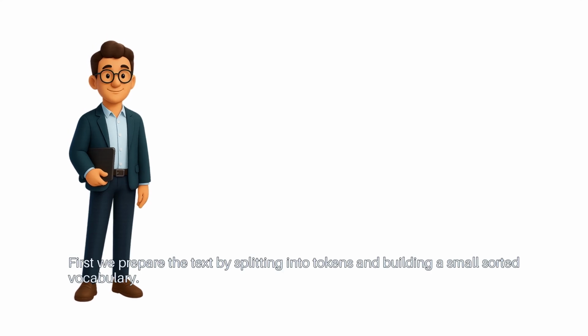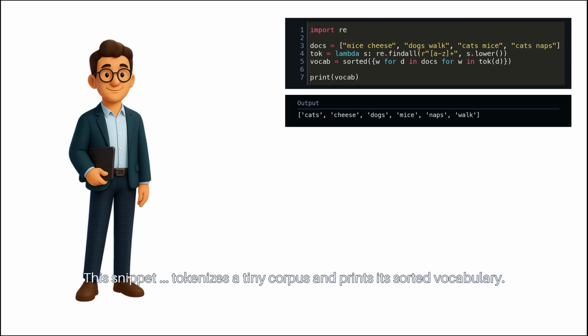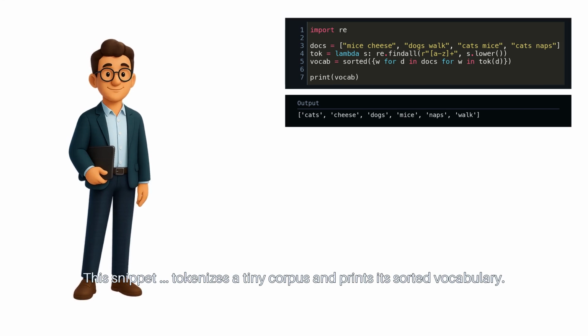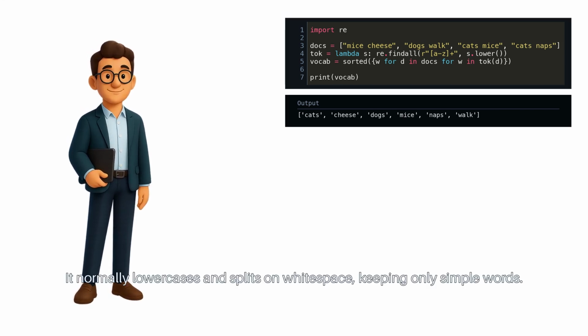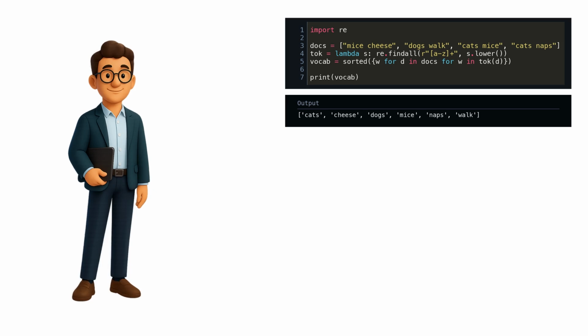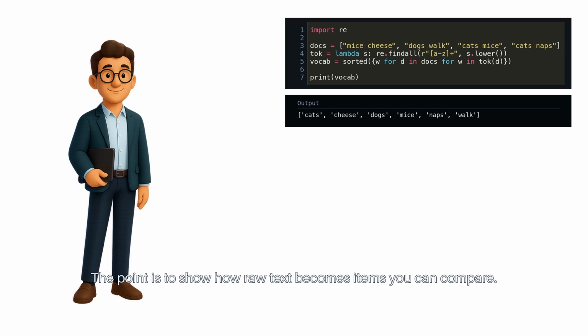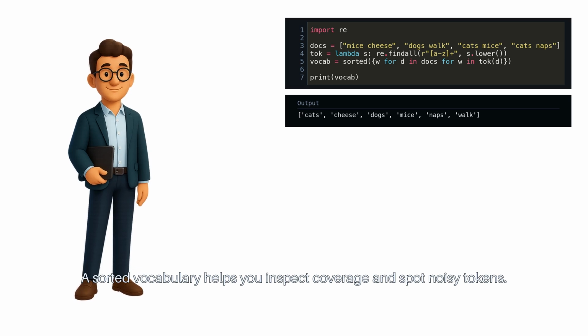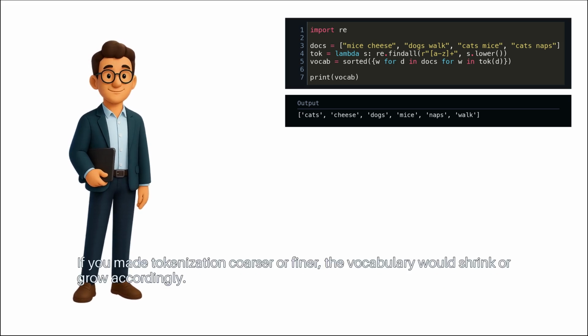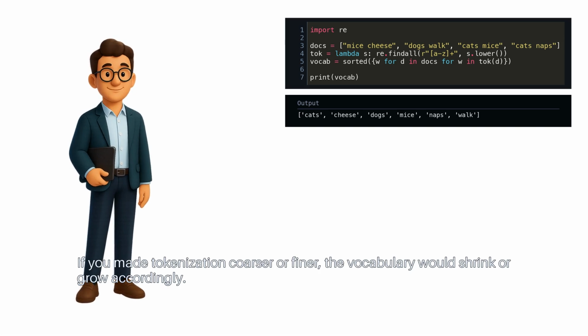First, we prepare the text by splitting into tokens and building a small sorted vocabulary. This snippet tokenizes a tiny corpus and prints its sorted vocabulary. It normally lowercases and splits on white space, keeping only simple words. The point is to show how raw text becomes items you can compare. A sorted vocabulary helps you inspect coverage and spot noisy tokens. If you made tokenization coarser or finer, the vocabulary would shrink or grow accordingly.